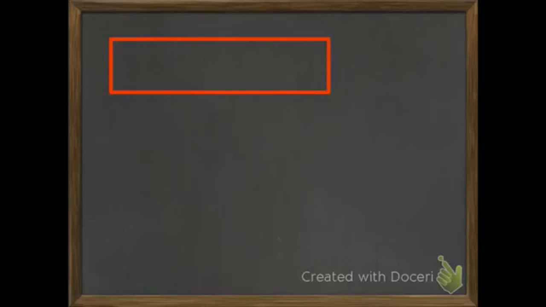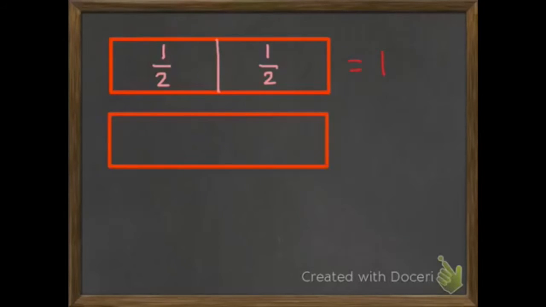Okay, here's a couple more models. So this is one whole rectangle. I put a line down the middle, and I divide it into 2 equal pieces. So that's our denominator. It's going to be 2. If I have one of those 2 pieces, it's 1/2. There's another 1/2. Those 2 halves together equal my whole rectangle.